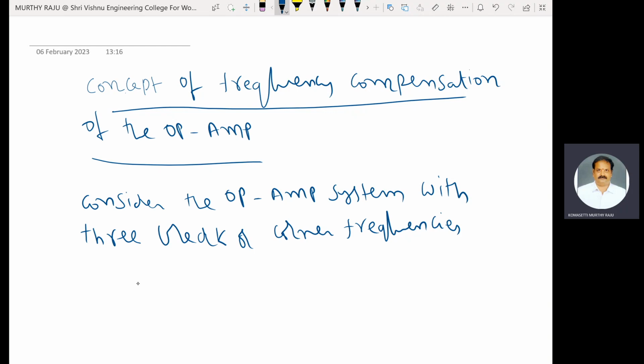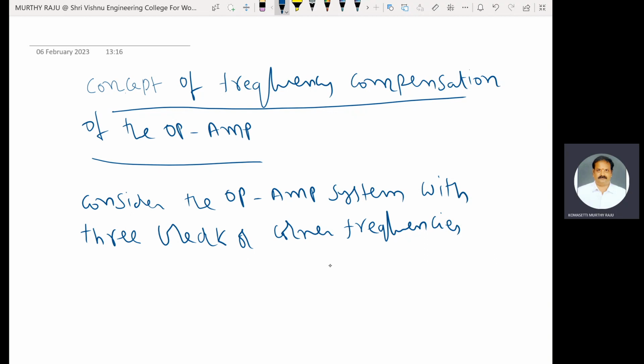Op-amp is a high gain direct coupled amplifier. Multiple different stages are used in op-amp construction: stage 1, stage 2 and stage 3. Consider an op-amp system with 3 break or corner frequencies. That means 3 stages of the op-amp are considered. Each stage of an op-amp adds some capacitive effects. That is the reason 3 capacitive effects are considered.